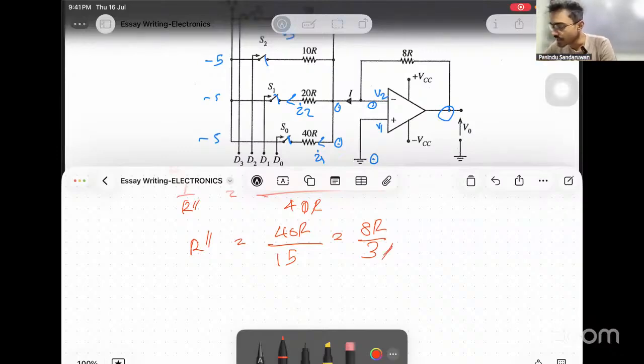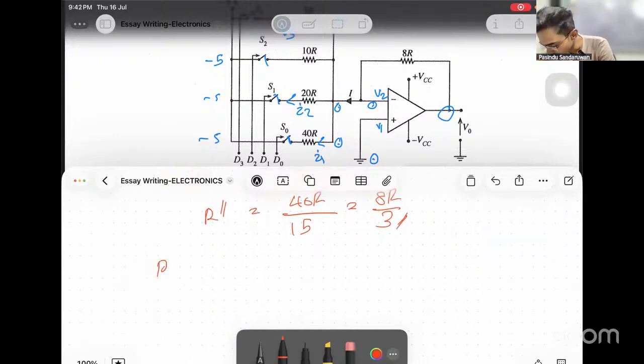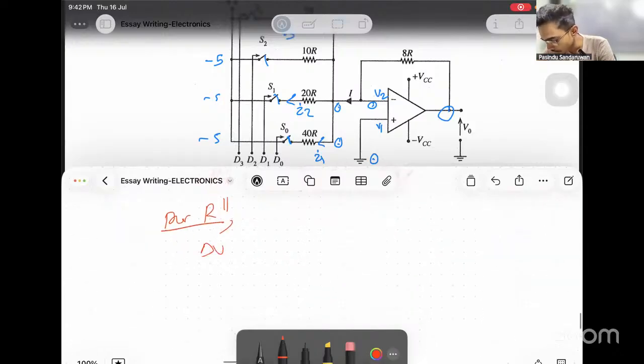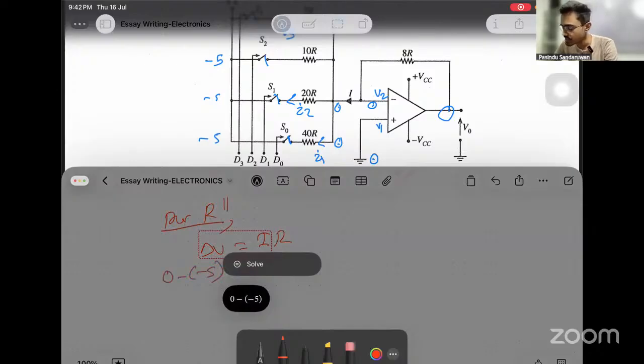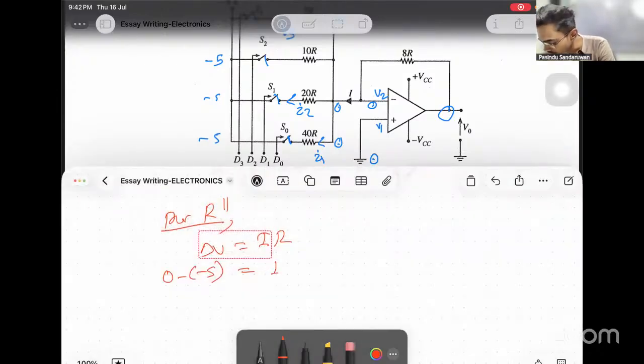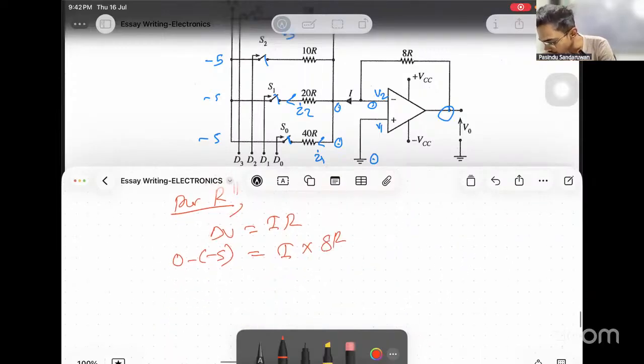Now, for that equivalent, we can use the same thing, delta V equals IR. Then for R double dash, delta V equals IR. Still delta V is 0 minus 5, because potentials and voltages are unchanged. We need this current into the new R, which is 8R over 3.